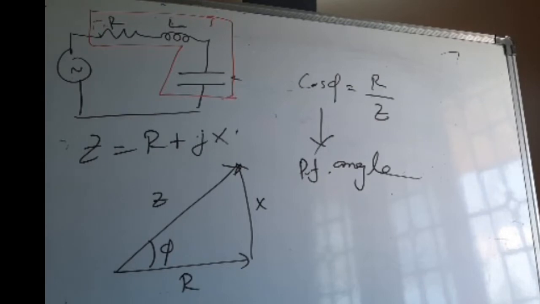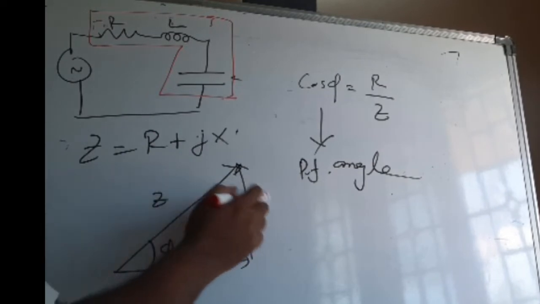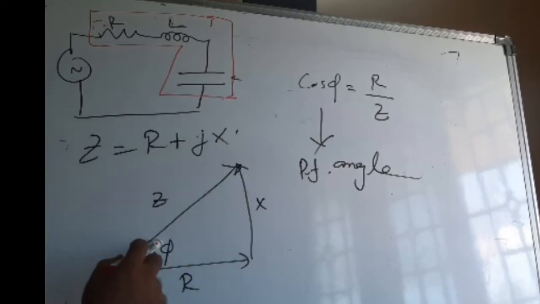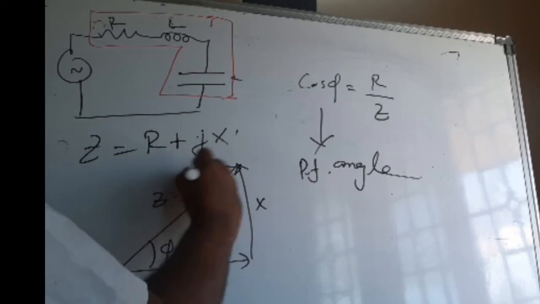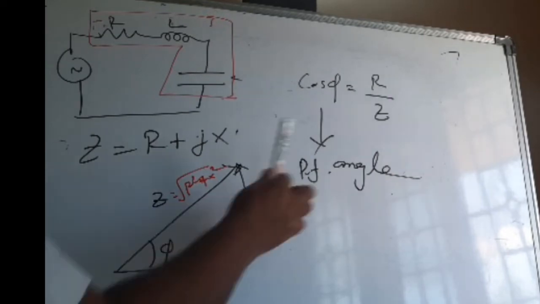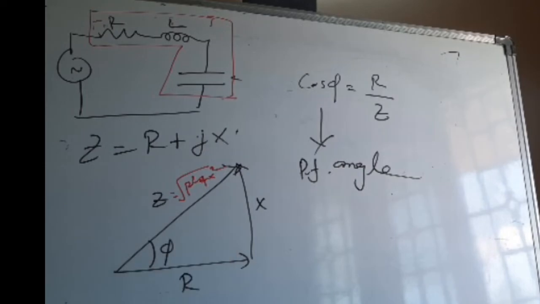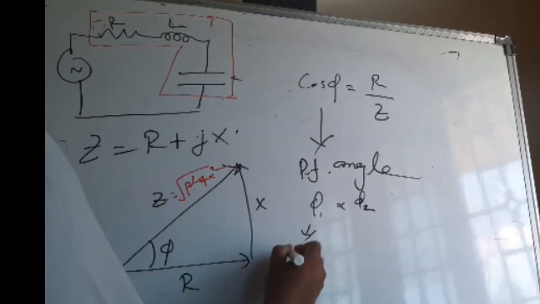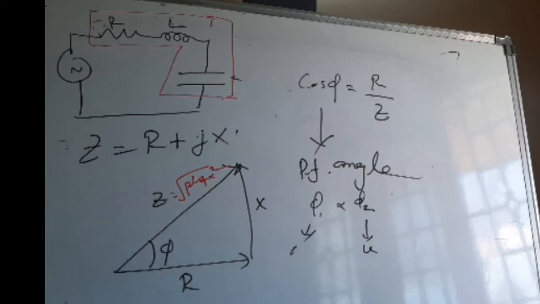Z is represented as R plus jX. And here there is a diagram with R, Z, and X. From which you can see that Z is equal to root of R square plus X square. And then cos phi is equal to R by Z. In this triangle, phi is the difference in angle between phi 1 and phi 2, where phi 1 represents the current phase and phi 2 the voltage phase. The difference in the angle between voltage and current is the power factor angle.